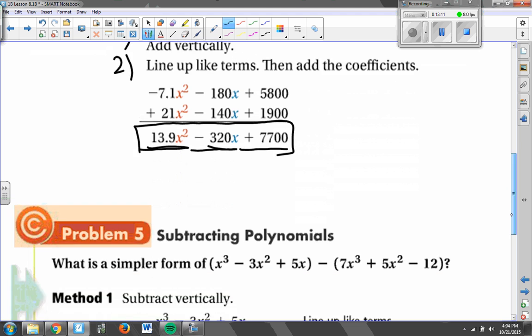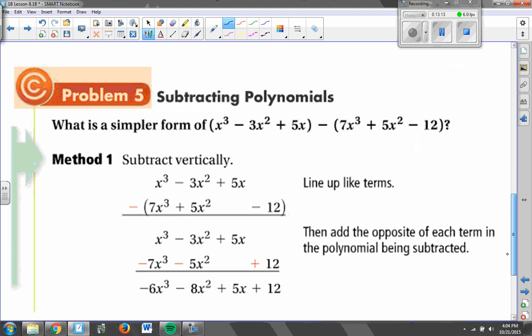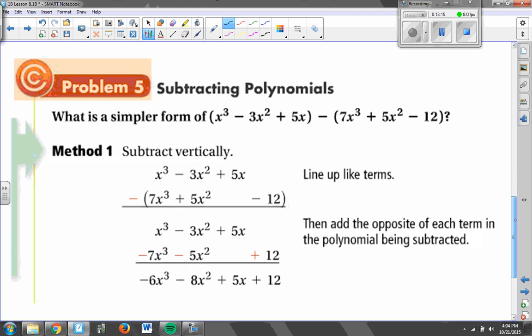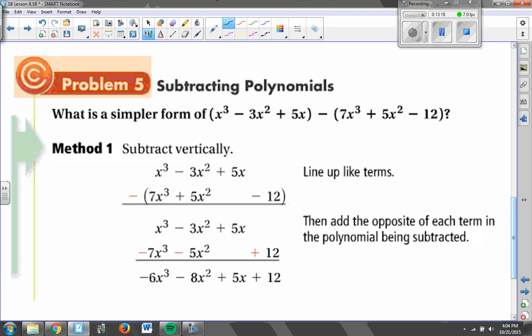Now, just briefly, I want to look at subtracting polynomials, and then I will ask you to do a couple, and we'll be ready for our practice problem set. They want to know what is a simpler form of this. X to the third minus 3x squared plus 5x minus 7x to the third plus 5x squared minus 12.